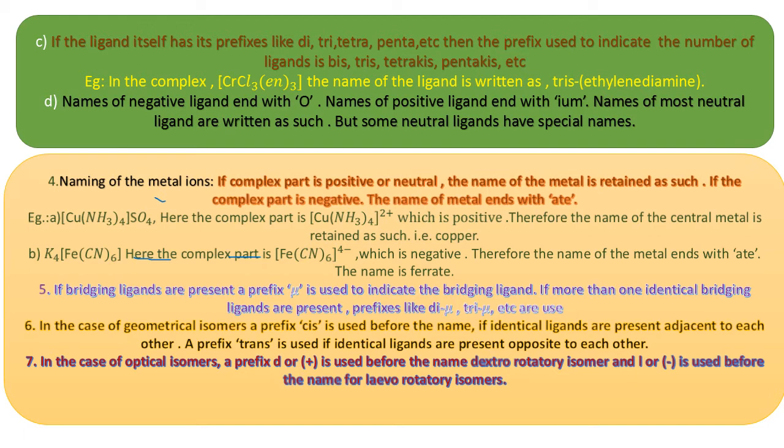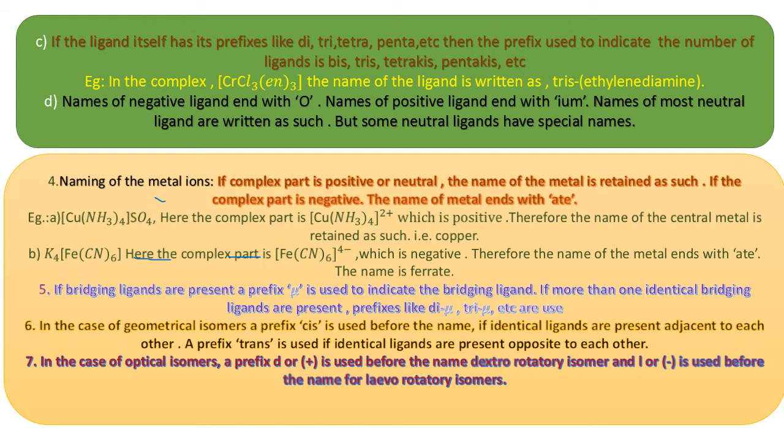And in the second example, here the complex is negative because it is an anion. So the name of the central metal atom will be ferrate.